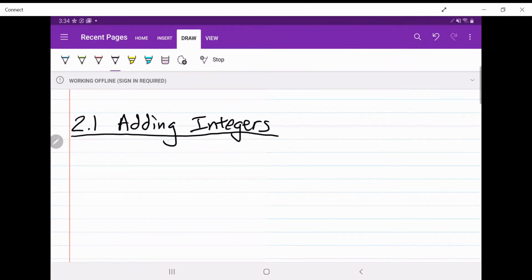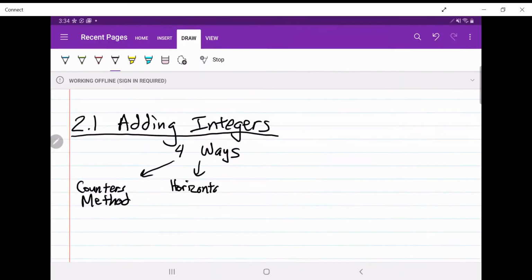So there are 4 ways to add integers. One way is using a counters method. Another way is using a horizontal number line. And you can think of this as walking. So we'll use the horizontal number line method, which is like walking left or right or forwards or backwards.